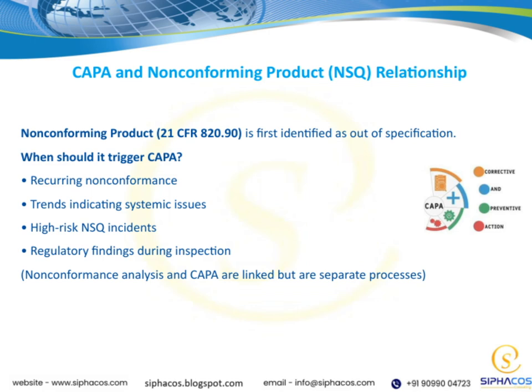It's important to remember that nonconformance analysis and CAPA are linked, but are distinct processes. Analyzing nonconformance helps us understand the root cause, but implementing CAPA ensures we address the underlying problem effectively to prevent recurrence. Ultimately, recognizing these triggers helps us maintain product quality, ensure compliance, and uphold safety standards throughout our operations.